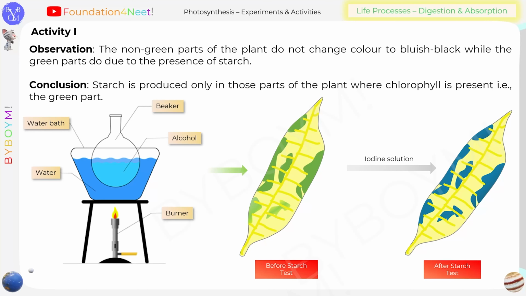We would observe that the green parts of the plant that contained chlorophyll would turn bluish black, indicating that starch is present there, because iodine links with molecules of amylose that are present in starch. So only the part where starch is synthesized would turn bluish black. The non-green parts of the plant do not change color to bluish black, while the green parts do due to the presence of starch. The conclusion is that starch is produced only in those parts of the plant where chlorophyll is present.